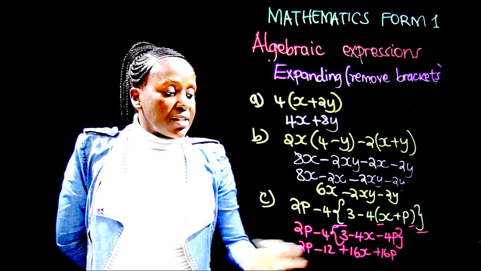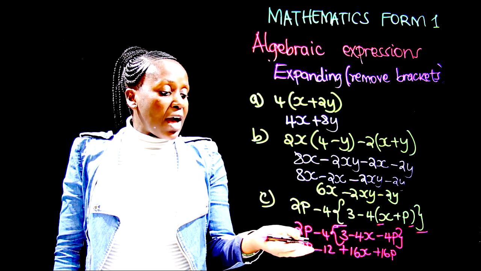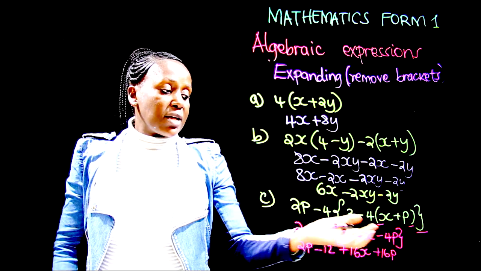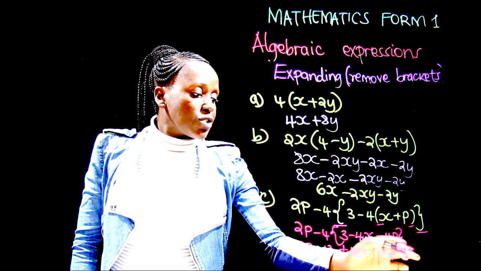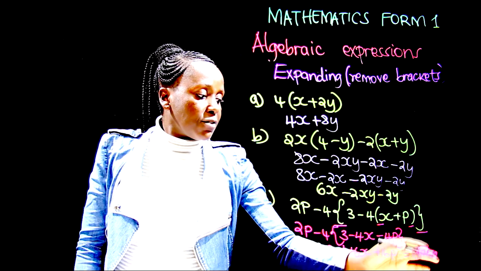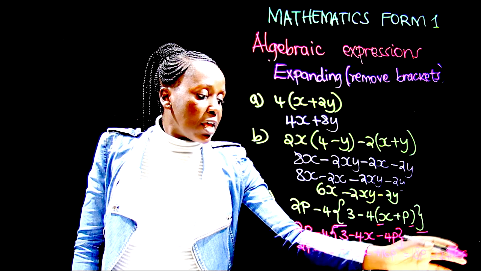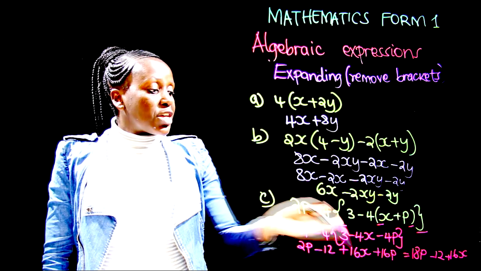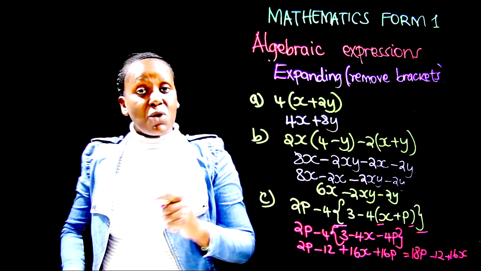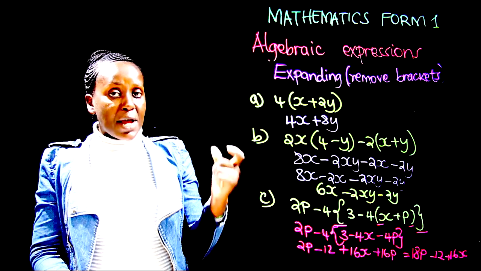Now looking at this, are you able to spot any like terms? We have two terms that have p. We have 2p plus 16p. So this will be equal to 18p. Then minus 12, then plus 16x. So this will be the final answer to this question. Anytime you have two brackets, you must begin from the innermost bracket.